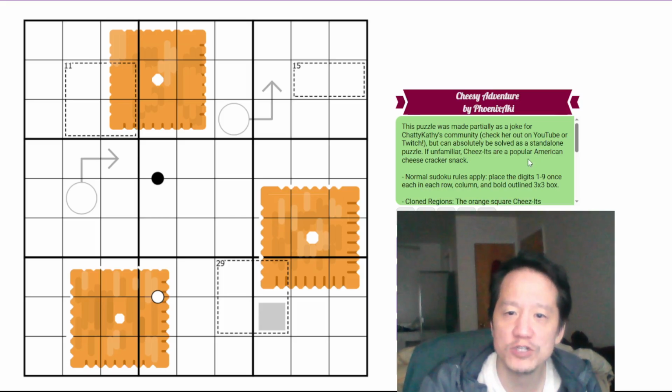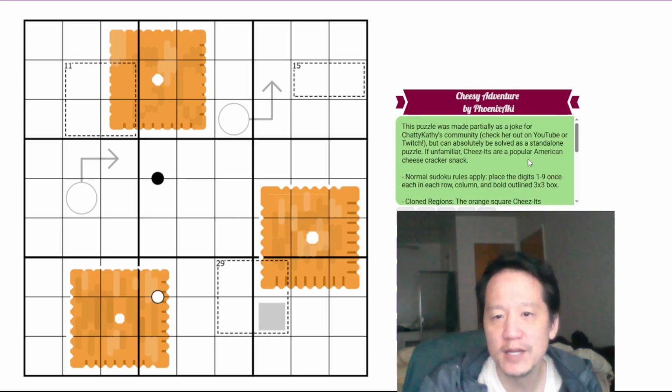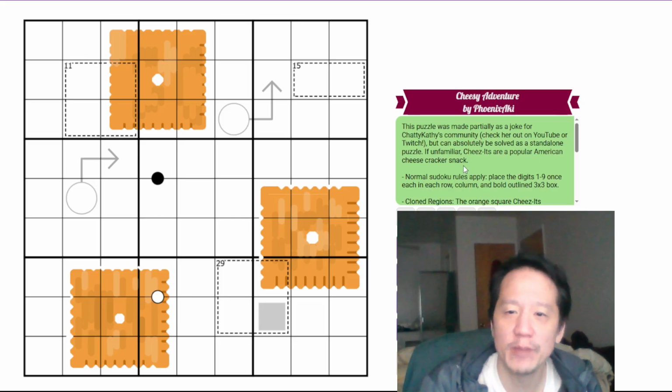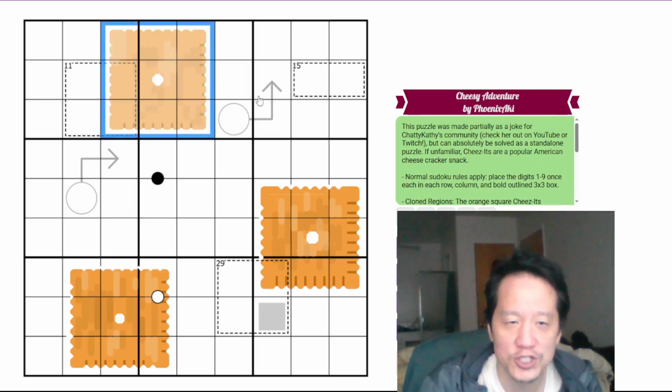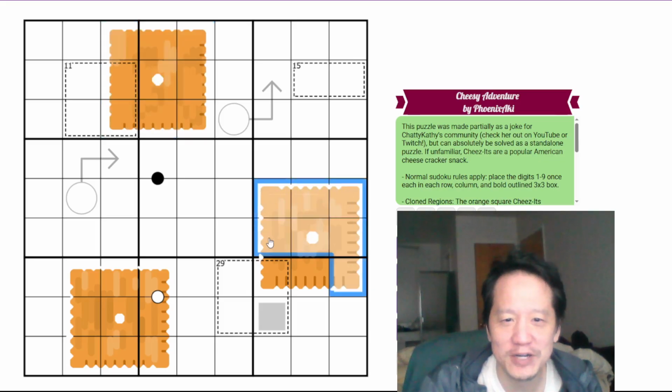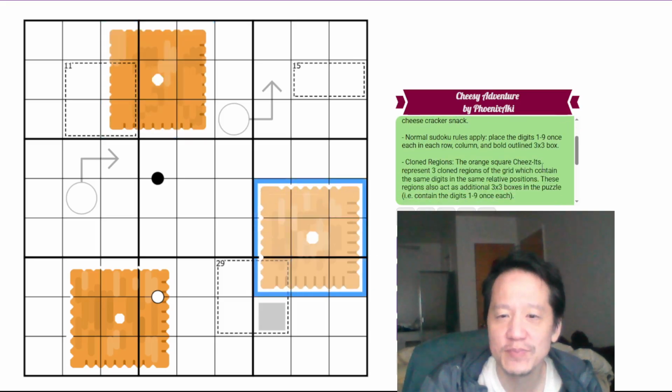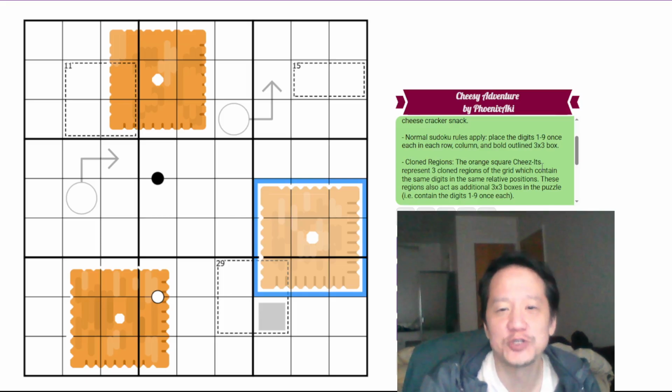This puzzle was made partially as a joke for Chatty Cathy's community. Check her out on YouTube or Twitch, but it can absolutely be solved as a standalone puzzle. If unfamiliar, Cheez-Its are a popular American cheese cracker snack, and that is very true. And these are Cheez-Its. So this is why it's called Cheesy Adventures. Anyways, here are the actual rules.